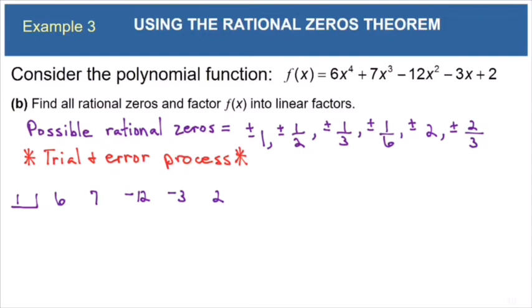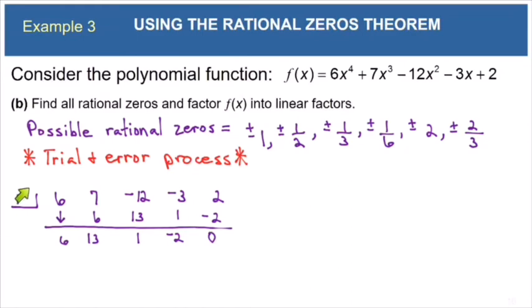So instead of using the fractions, first I'm going to go through every possible whole number that I have. So first I'll work with plus and minus 1 and plus and minus 2, and I wouldn't work with a fraction unless I had run out of whole numbers. So let's run through the synthetic division using positive 1 as our possible rational 0. And so we pull down the 6, then multiply, add, multiply, add, multiply, add, multiply, add.